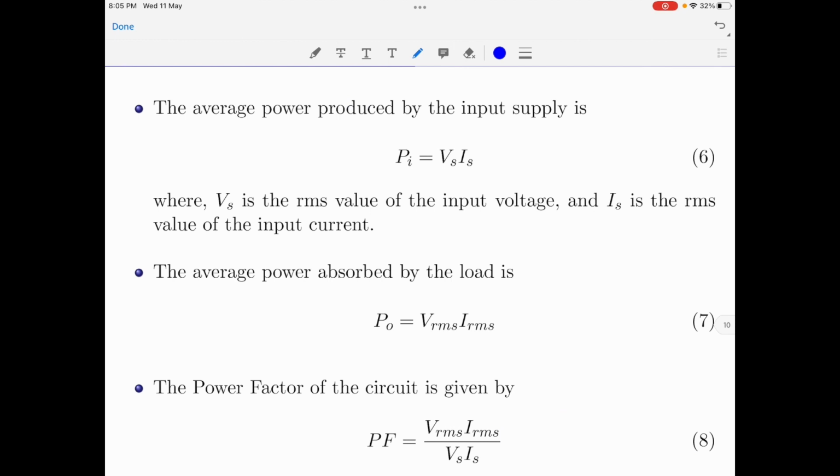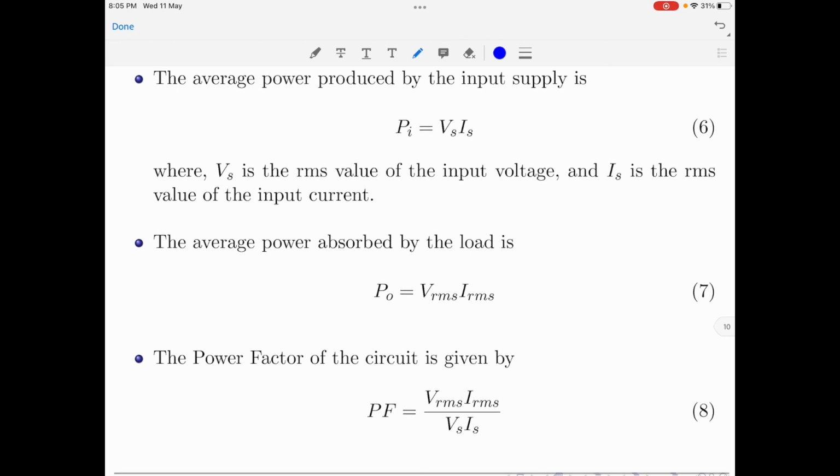Moving on, the average power produced by the input supply is Pi equal to Vs into Is, where Vs is the RMS value of the input voltage and Is is the RMS value of the input current. The average power absorbed by the load is given by P output equals Vrms multiplied by Irms. So, the power factor of the circuit is given by Pf equal to Vrms multiplied by Irms divided by Vs into Is. This is the expression for the power factor of the half wave rectifier.